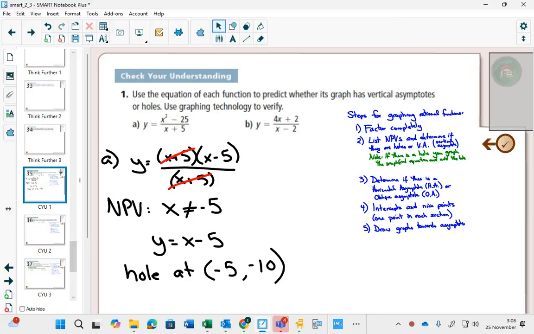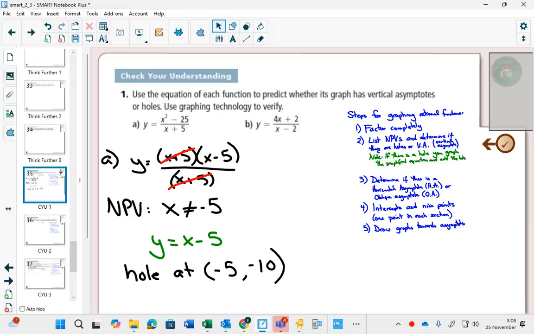In fact, I'm just going to erase this simplified version. I'm going to actually write it in green. By writing in green, it's going to take us to this note. If there's a hole in your graph, you graph the simplified equation and add the hole.